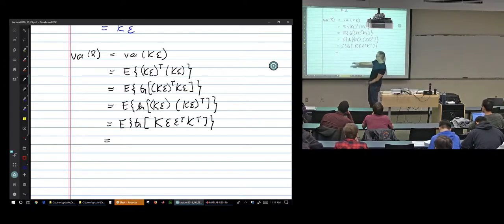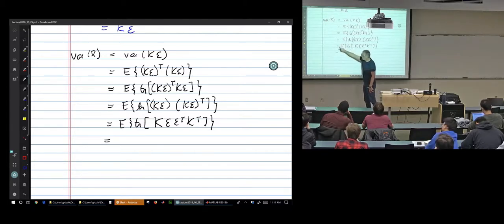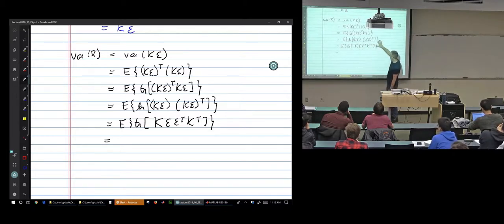And then the final coup de grace. Expectation is an integral, a trace is a sum, so I can move the trace outside because the integral of a sum is the sum of the integrals. K is a constant, I can take it outside the integral. K transpose, I take it outside the integral, and I'm left with the expected value of epsilon epsilon transpose, which is the covariance of my noise, okay?